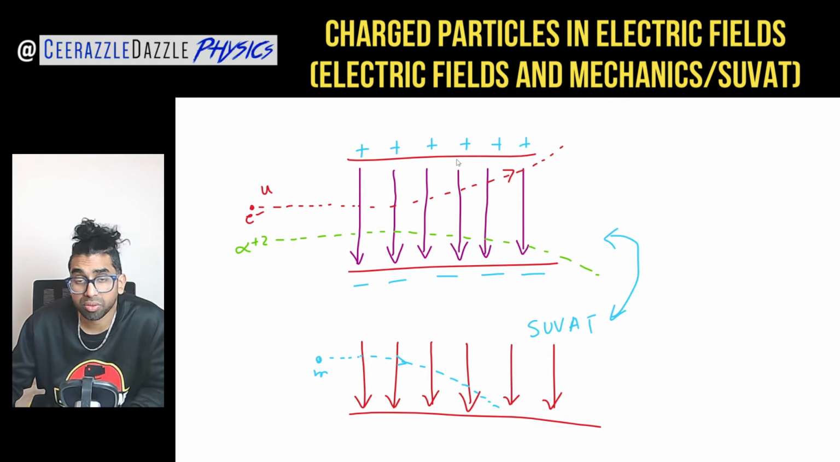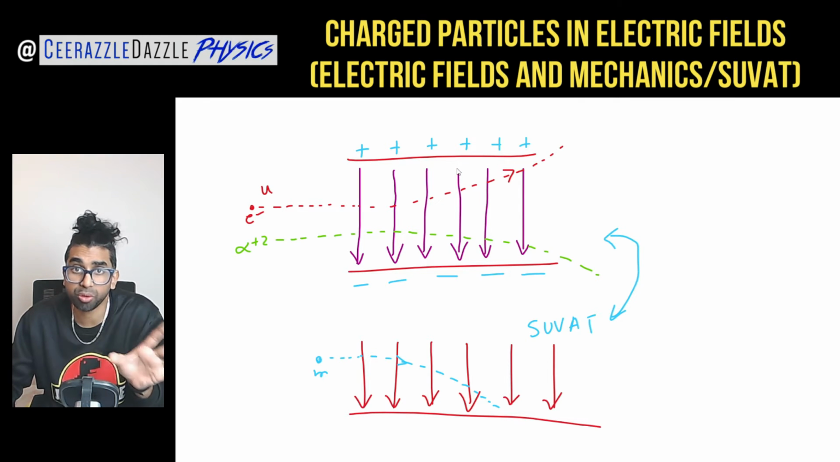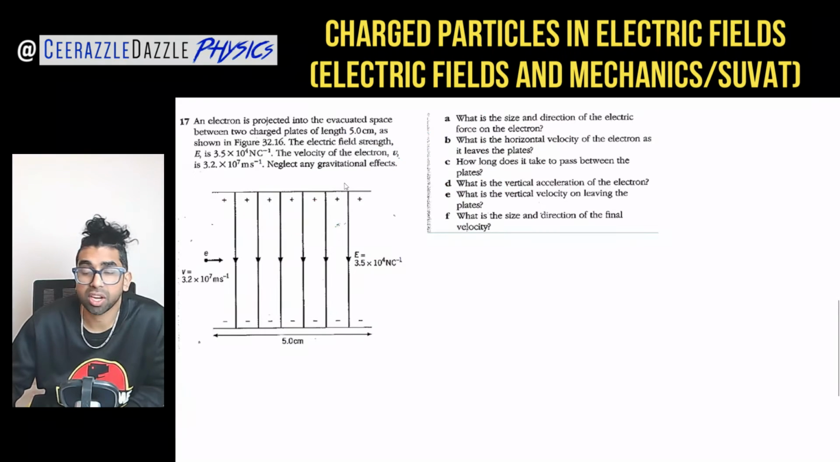Right, so from here, everyone, I'm going to give you an exam question so that you can see it in action. You can see how electric fields and SUVAT are combined together. Okay, right, so check out this question. Question 17. An electron is projected into an evacuated space between two charged plates of length 5 centimeters as shown in the diagram. The electric field strength is 3.5 × 10^4 newtons per coulomb. The velocity of the electron v is 3.2 × 10^7 meters per second. Neglect any gravitational effects.